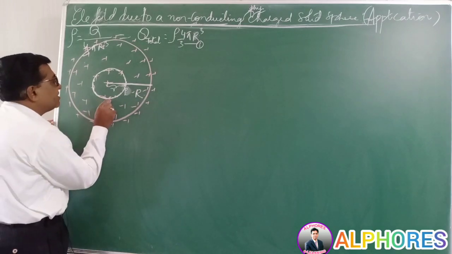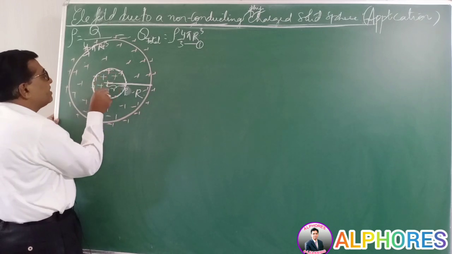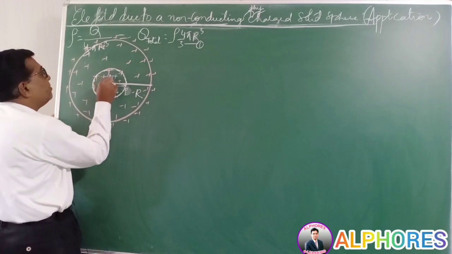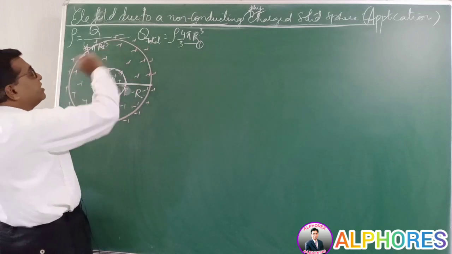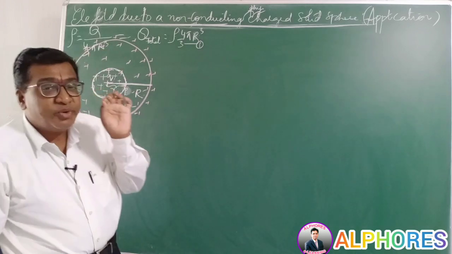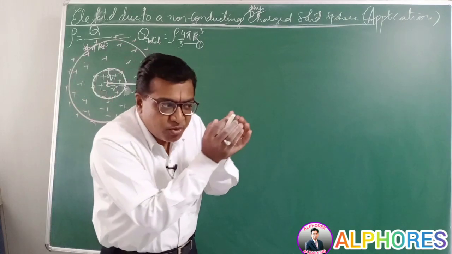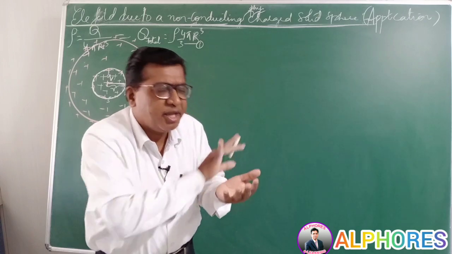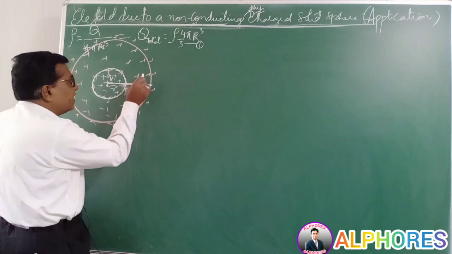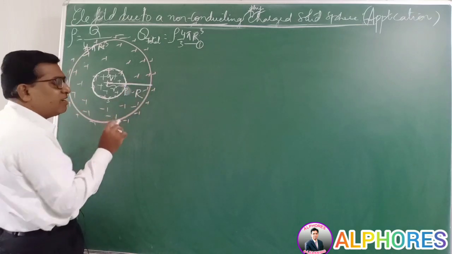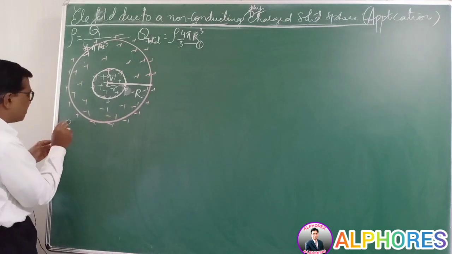So our Gaussian surface is here. Let the charge enclosed inside this sphere be small q. We know it is a uniform charge distribution. What do you mean by uniform charge distribution? The amount of charge per unit volume at any point inside the sphere is the same. Wherever you consider, at any place inside the sphere, the charge per unit volume is constant. So rho is constant.